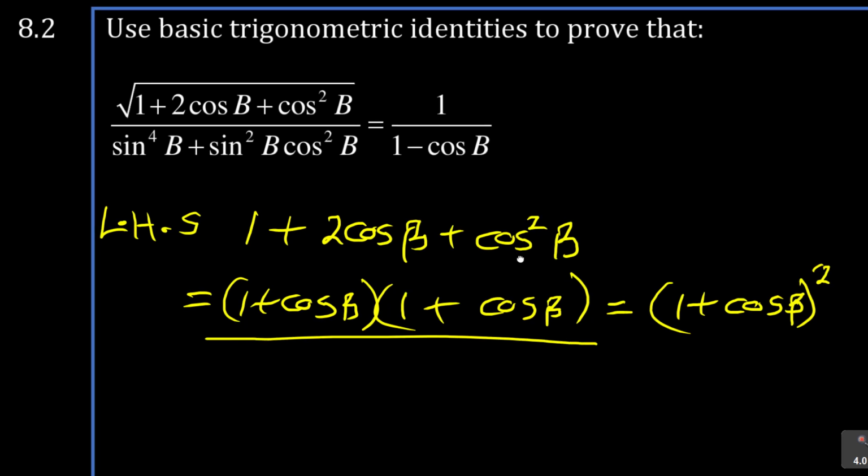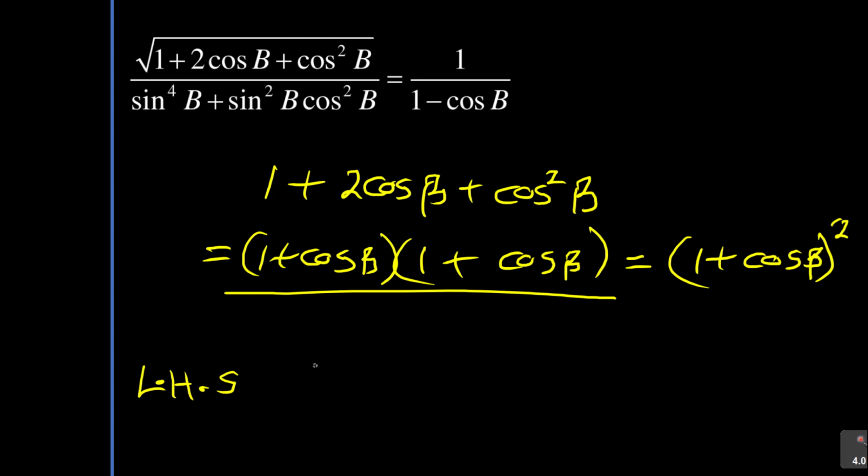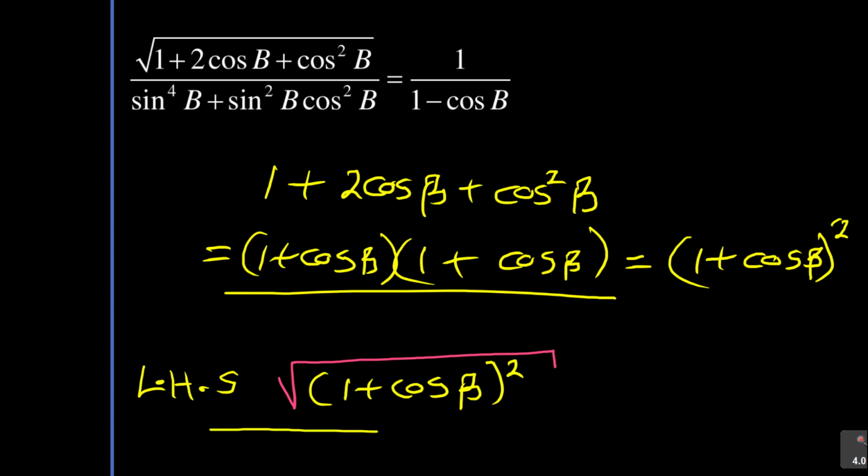So now we can write this part. Taking my left hand side, it will be equal to the square root of, then I can have bracket 1 plus cos b squared. See how the square root will go all over.